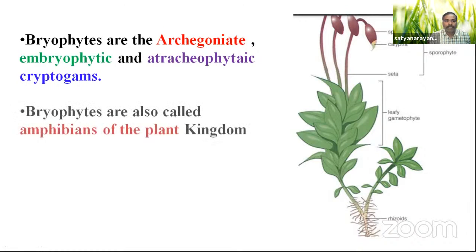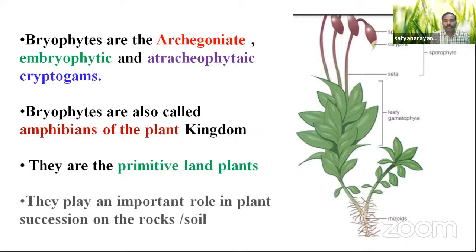Generally they are called amphibians of the plant kingdom. They live on the soil, but the habitat must contain water. That means the habitat must be moist or wet. For their reproduction, they require water, so they survive with the help of water. They are living on the soil, so we can call them amphibians of the plant kingdom, and they are primitive land plants.